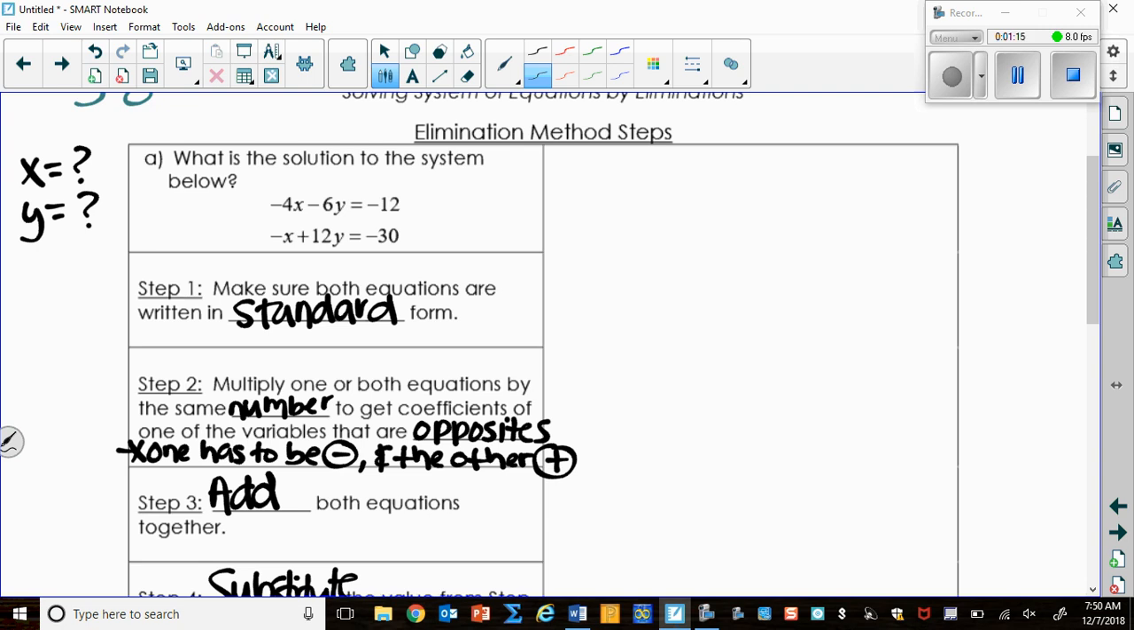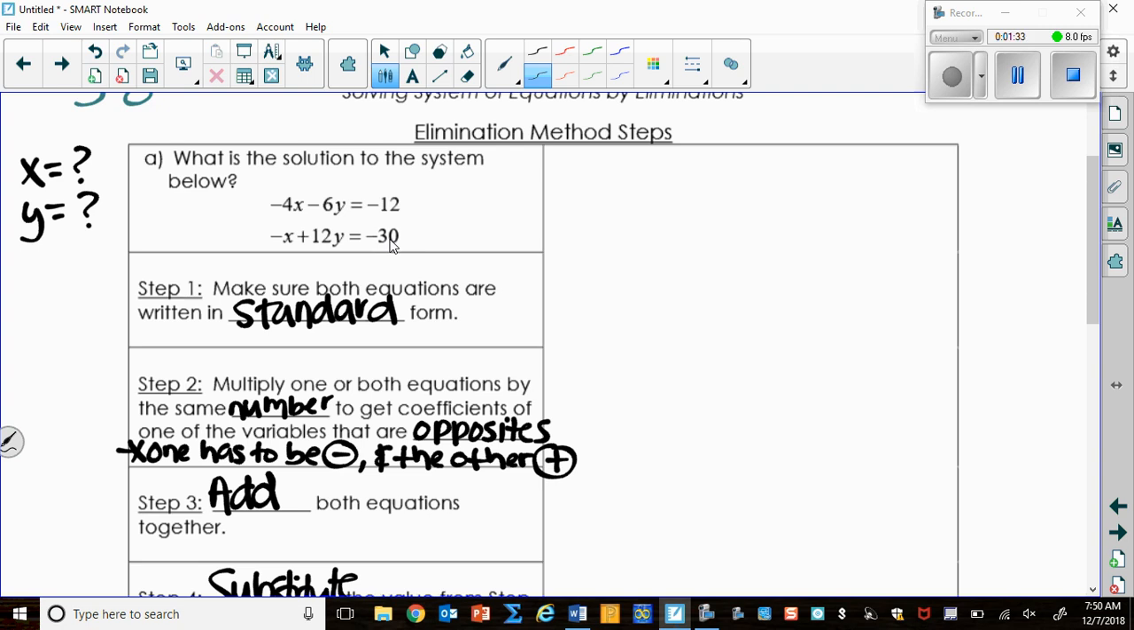Step one, you want to make sure both equations are written in standard form. I understand that you are seeing two negatives here. That's fine, as long as I have my x's on top of my x's, my y's on top of my y's, and my constant on top of my constant. So you're fine right now.